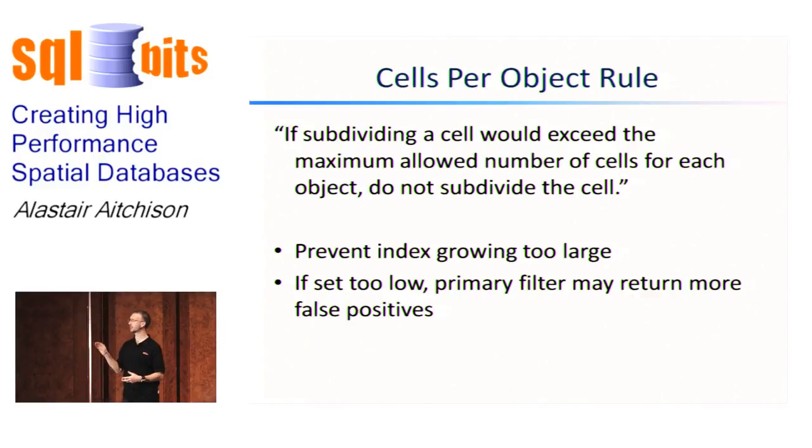If you set cells per object too low, then what will happen is that you're not allowing your index to contain those more granular levels of level 3 and level 4 cells, which means that your primary filter of the index is going to contain more false positives.